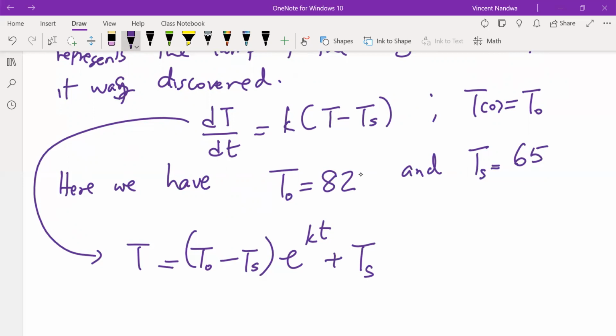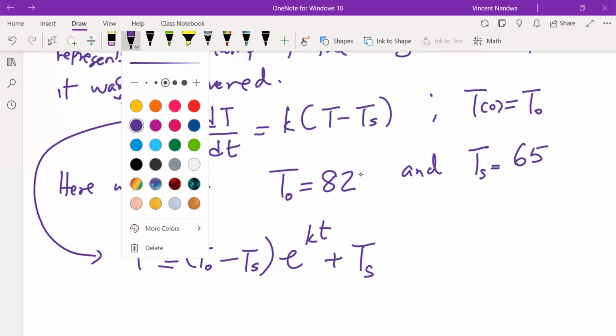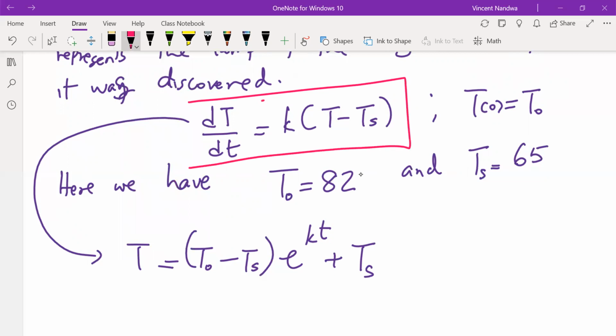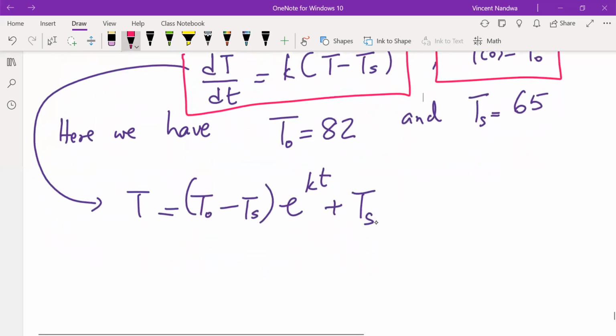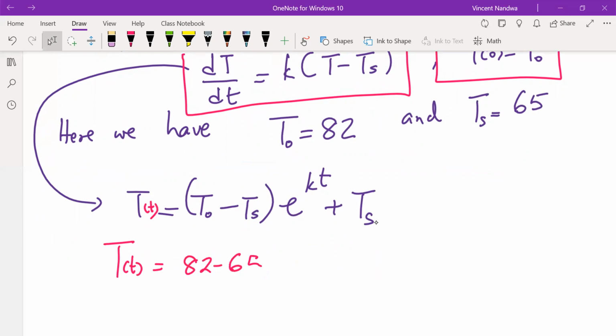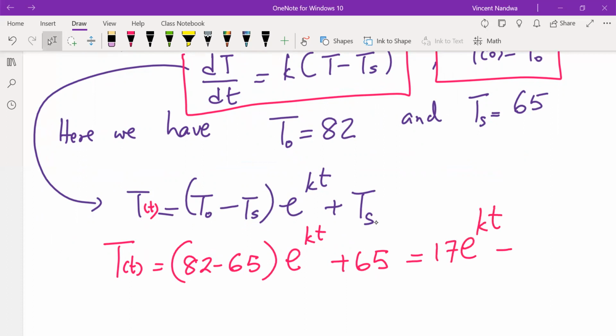If you don't remember that solution, then the key thing to remember is the model itself, and then you can always use separation of variables to solve this equation with these initial conditions. So with what we have, T of t is given by 82 minus 65, times e raised power kt, plus 65, which gives us 17 e raised power kt plus 65.